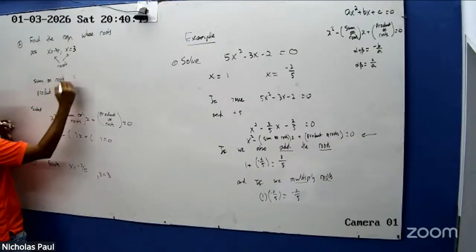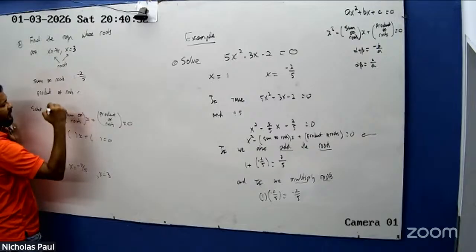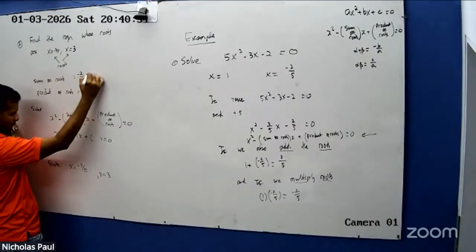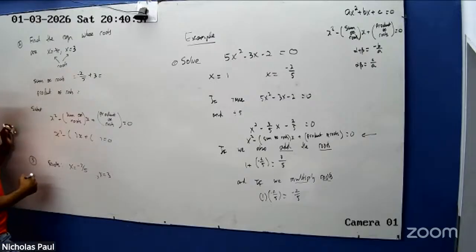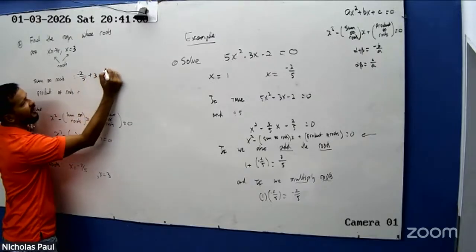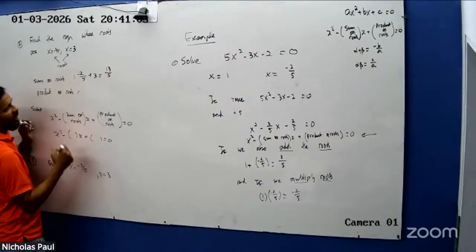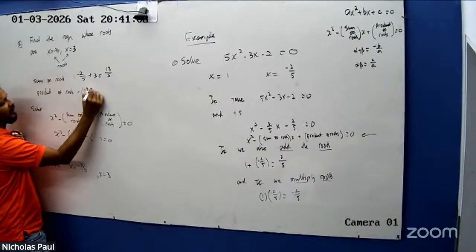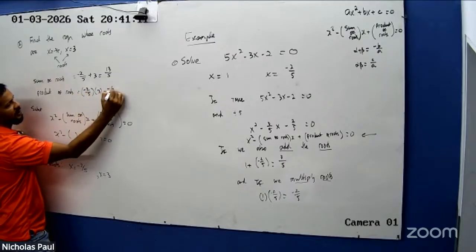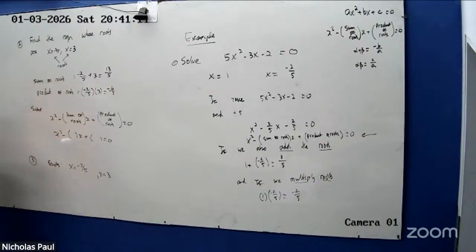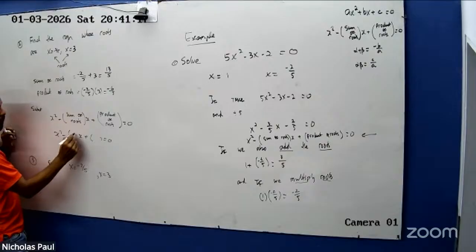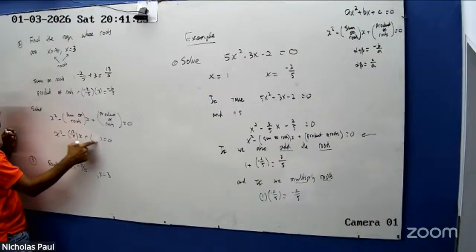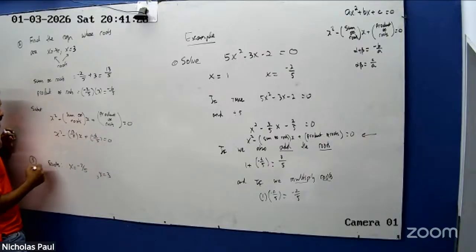So the sum of the roots will be minus 2/5 plus 3. That's 15 on 5, so that will be 13 on 5. I'll leave it as a fraction so it's easier to work with. And the product will be minus 2/5 by 3, which is minus 6 on 5. So the sum of the roots is 13 on 5, and the product of the roots is minus 6 on 5.